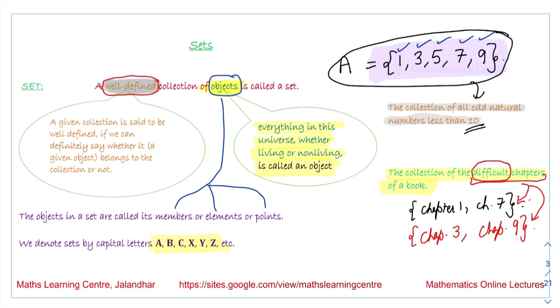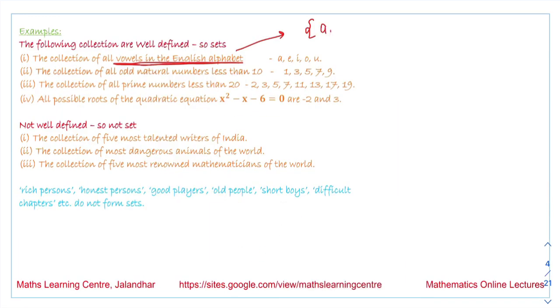Next we give some examples of well defined and not well defined objects. The first example is the collection of all vowels in the English alphabet. This is a well defined collection, with well defined elements. If we have to list all these elements, we write A, E, I, O and U. Why are we putting these brackets? We generally keep the elements of the set in these kind of brackets. These will be explained in our next slides.